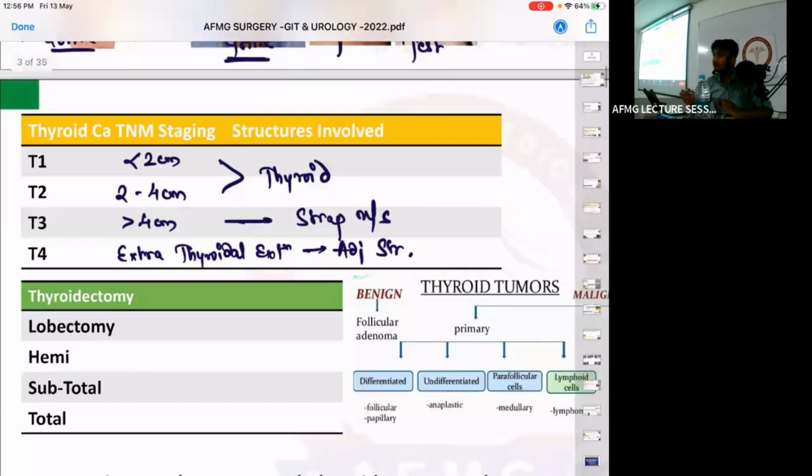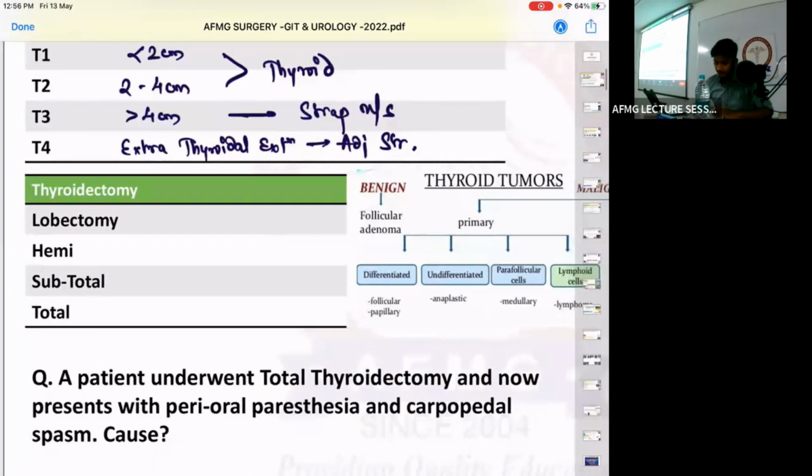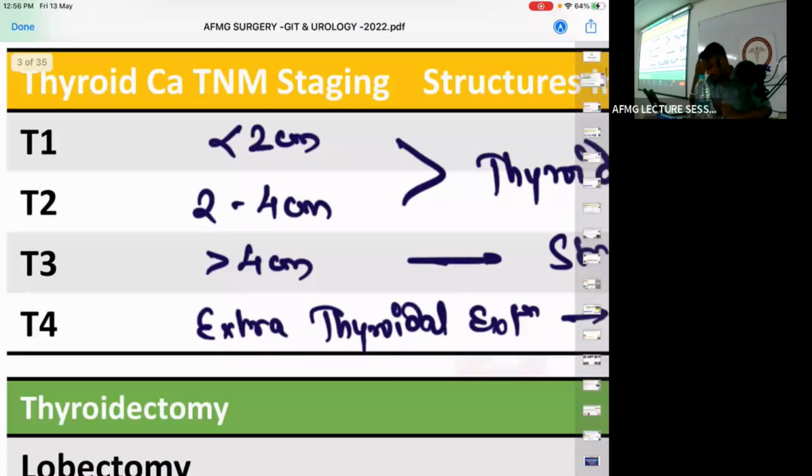Okay, so tell me the T1 staging. T1, T1, T1, T2, T2, T3, T3, T4. No issues with this. Now quickly tell me the breast. T1 less than 2, T2 2 to 5, T3 more than 5, T4A chest wall, T4B, T4C both, and T4D inflammatory breast.